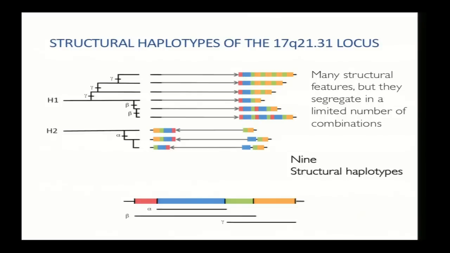So these are not subtle differences between these different structures. These are dramatic, large-scale differences. This involves the inversion of almost a megabase of sequence. This involves a tandem duplication of a couple hundred kilobases of sequence. This involves the actual dispersal of another 150 kilobases of sequence from here over to here.